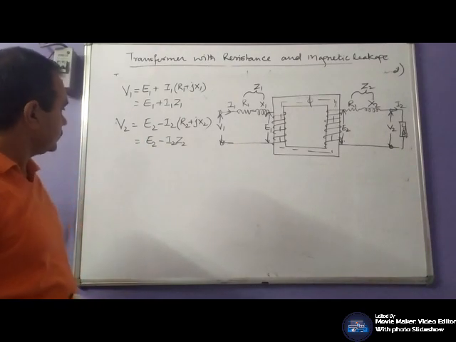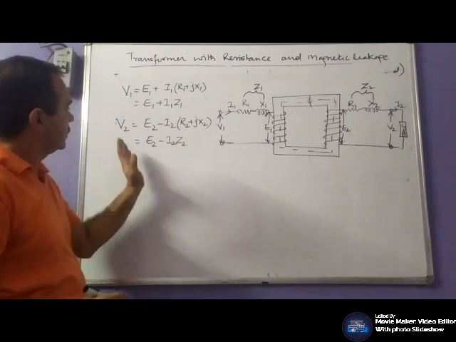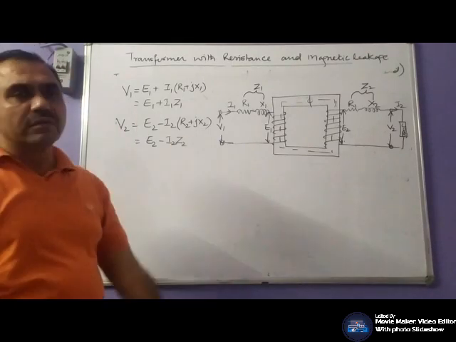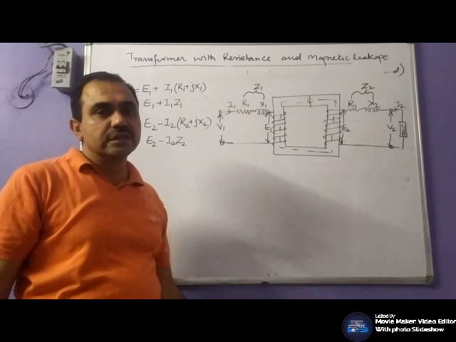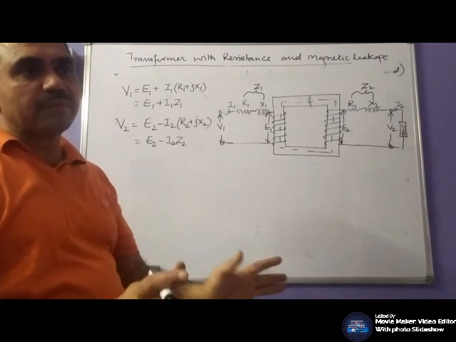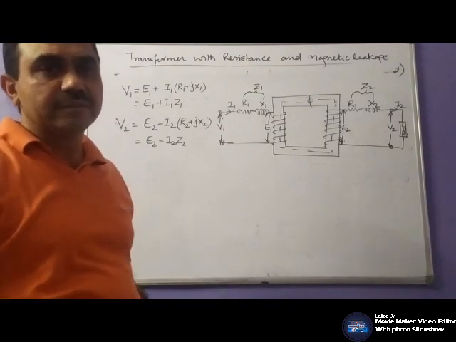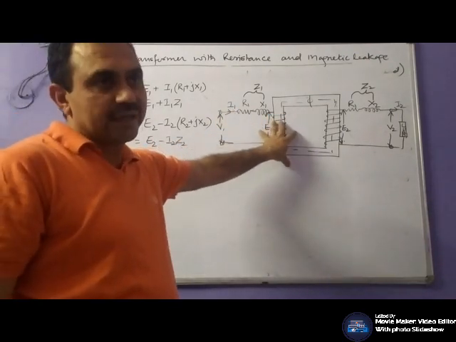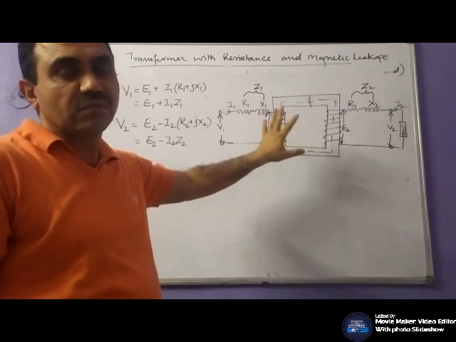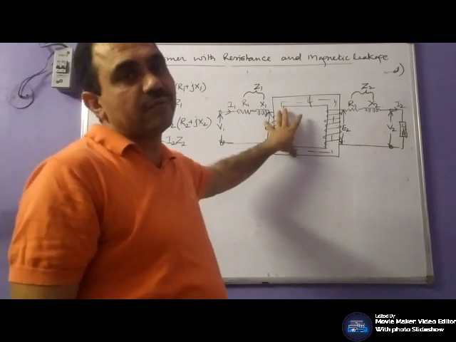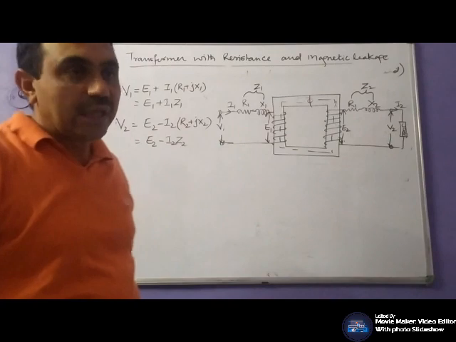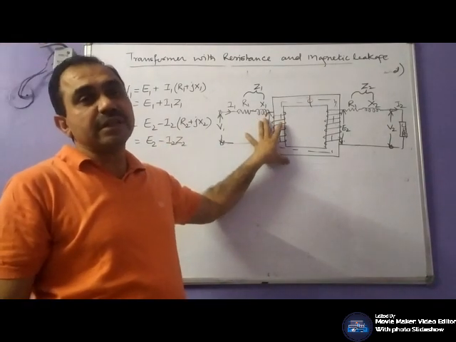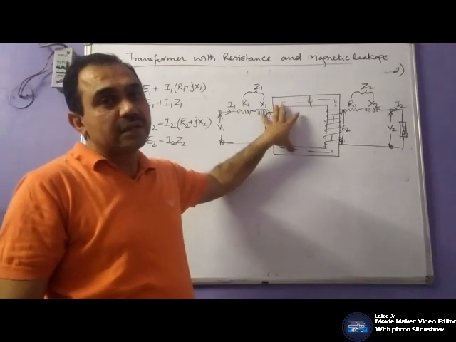Now draw the phasor diagrams. One question arises here: a transformer cannot be used on DC because we require a change of magnetic flux. In case of DC, there is no change in magnetic flux, so no EMF would be induced. Another question: what happens if you apply the same rated DC to the transformer?